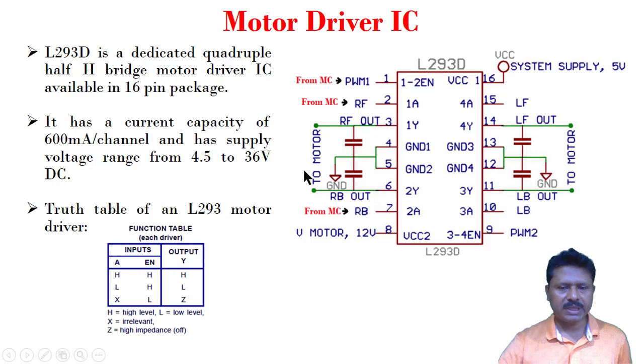Now this motor will be rotated by different signals from the microcontroller. One signal is coming at terminal number 2, and another signal is coming at terminal number 7. When terminal number 2 is positive, where is this positive or logic 1 signal coming from? From the microcontroller. Terminal 2 is the input, and the corresponding output is terminal number 3. Terminal 7 is another input, and the corresponding output is 6.